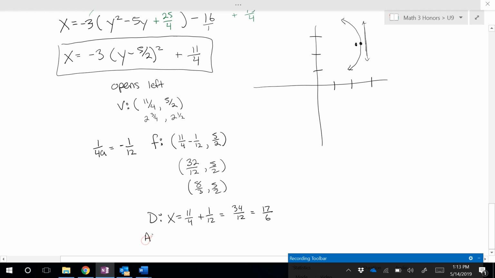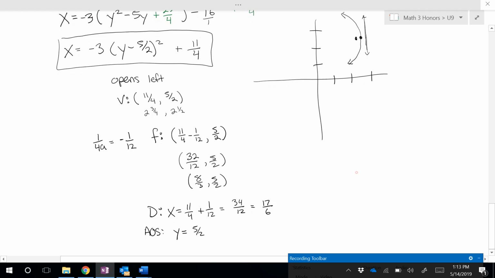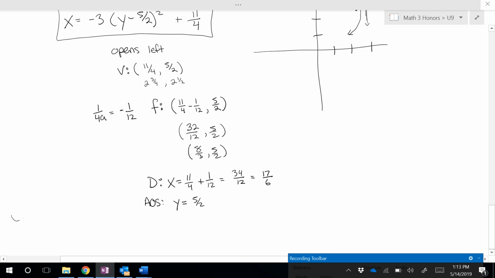And what's our axis of symmetry? y equals 5 over 2. Okay. All right, so there are 3 examples where we had to get it into the right form first and then find the pieces. Question? Okay. I want to look at a couple different types of examples now.